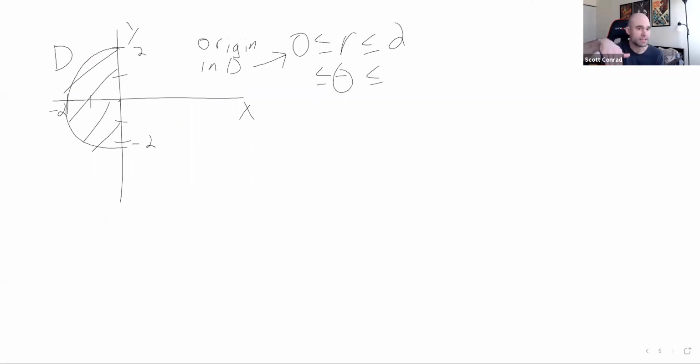So look at the curve that lies the closest. In this case, it's just the origin, not really a curve. And the curve that lies the furthest away is r equals 2.